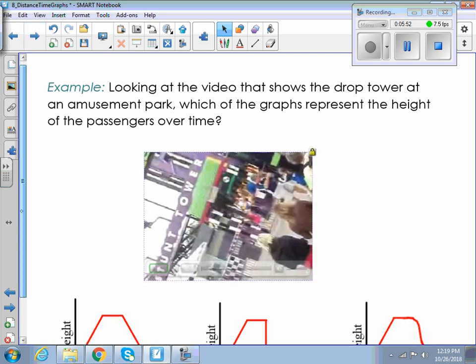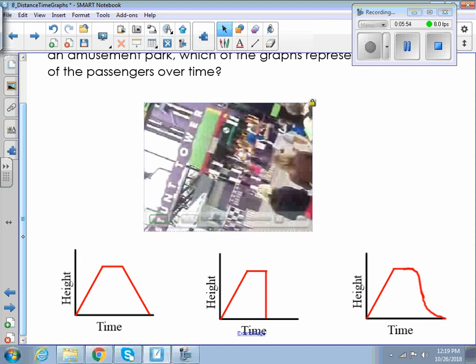All right, so which of these three graphs do you think? I think the second one, because it shows that when it rises up, it takes its time because it goes really slowly, and then it stays at the same height for a couple of seconds, and then it abruptly drops.